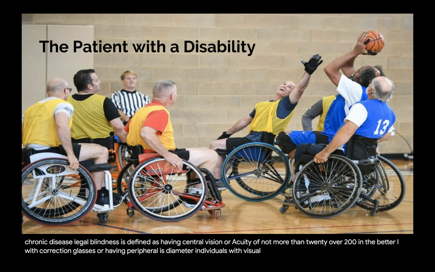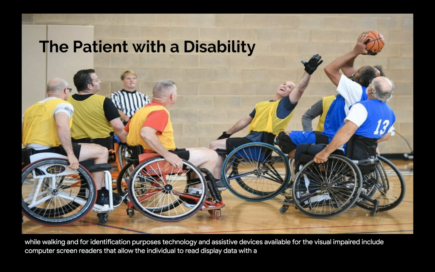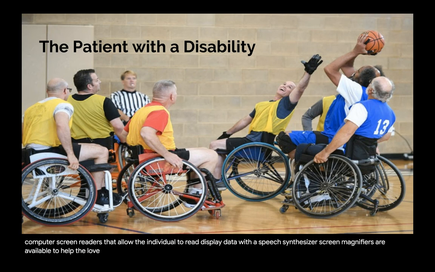Individuals with visual impairment may use a white cane to aid them while walking and for identification purposes. Technology and assistive devices available for the visually impaired include computer screen readers that allow the individual to read displayed data with a speech synthesizer. Screen magnifiers are available to help the low vision user by enlarging the text and graphics on the screen. Braille wristwatches and printers.